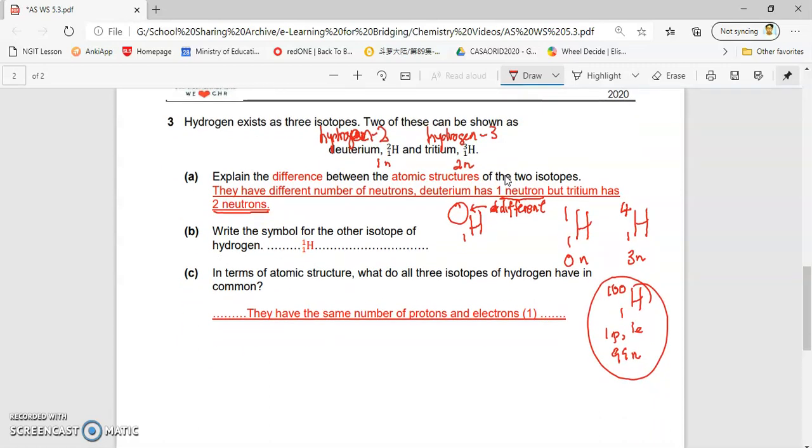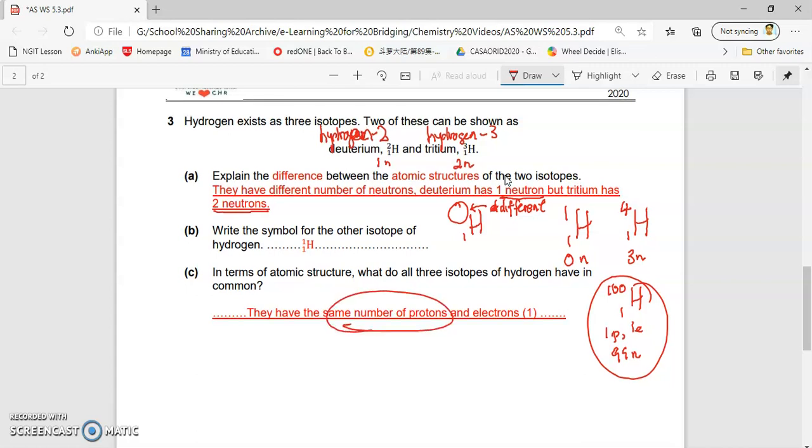And last one, in terms of atomic structure, what do the 3 isotopes of hydrogen have in common? Same number of protons, same number of electrons: 1 proton, 1 electron. Okay, so that's all for worksheet 5.3.